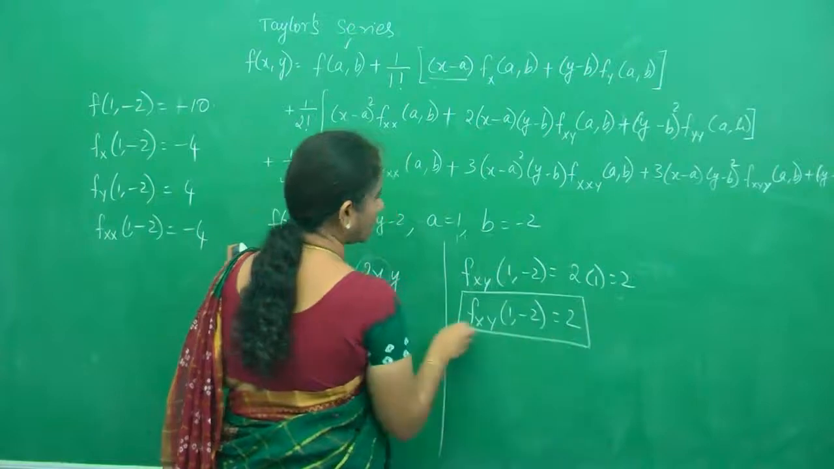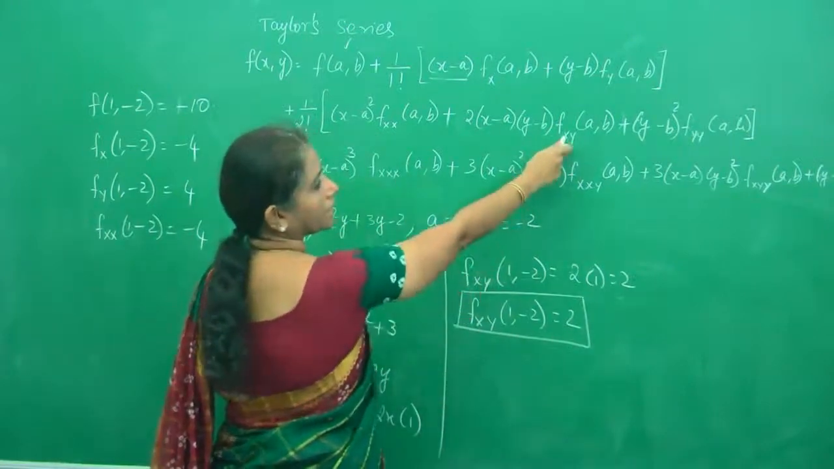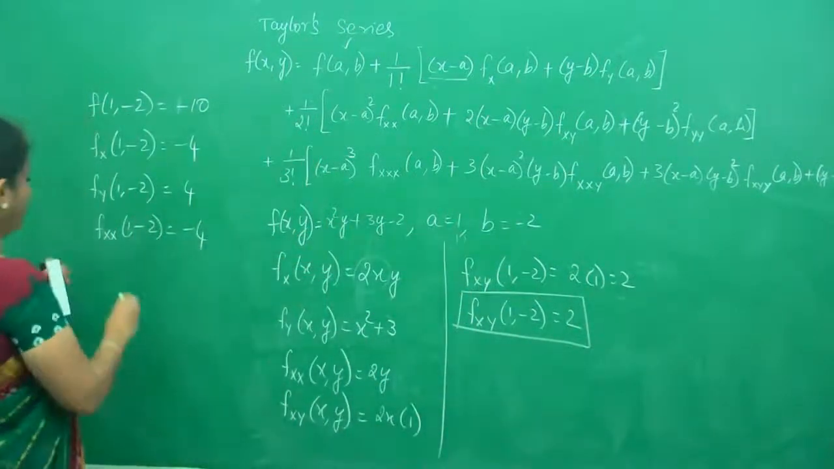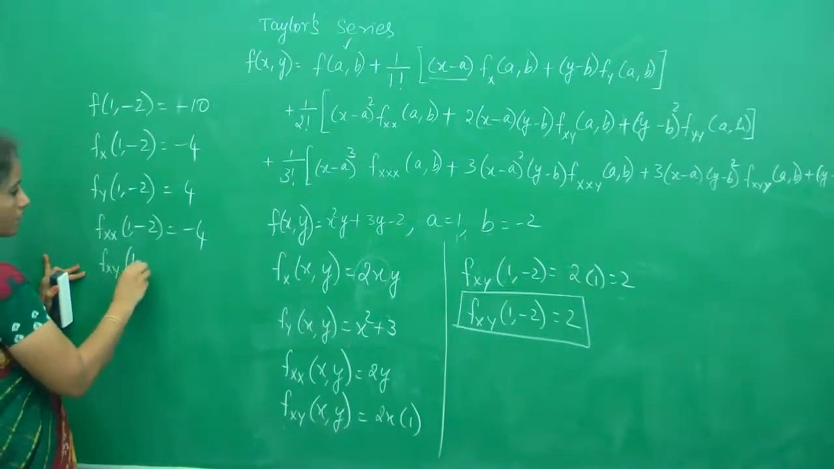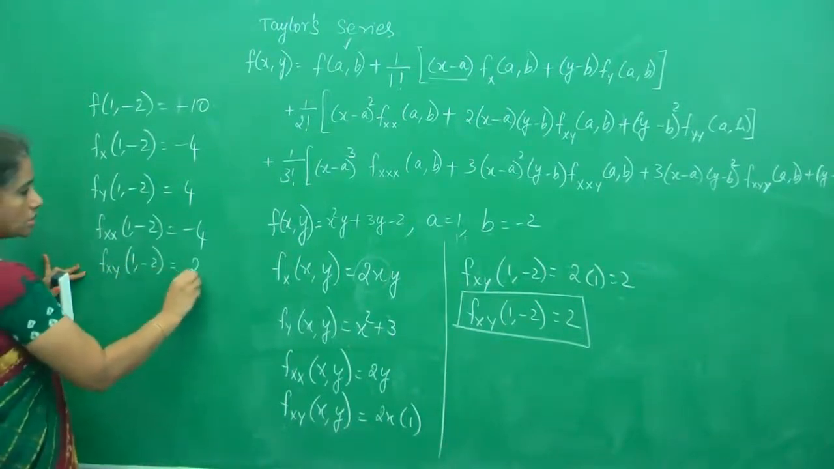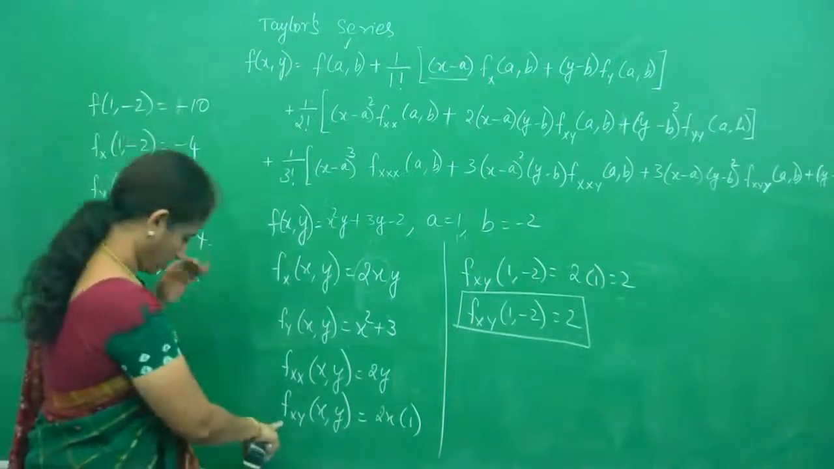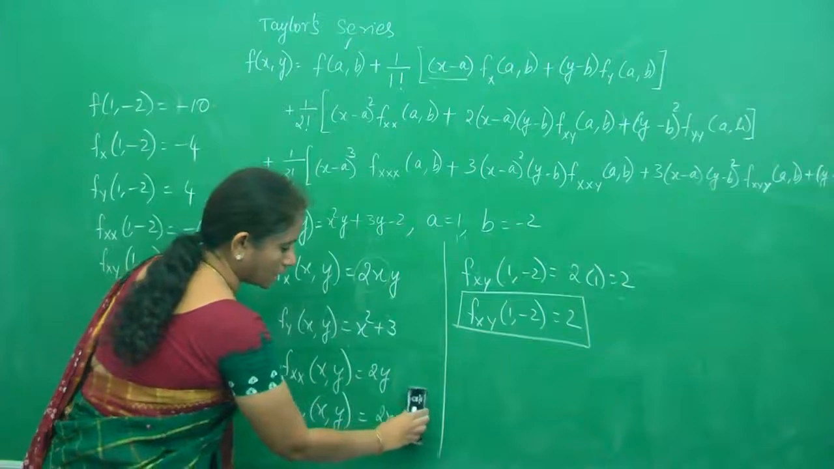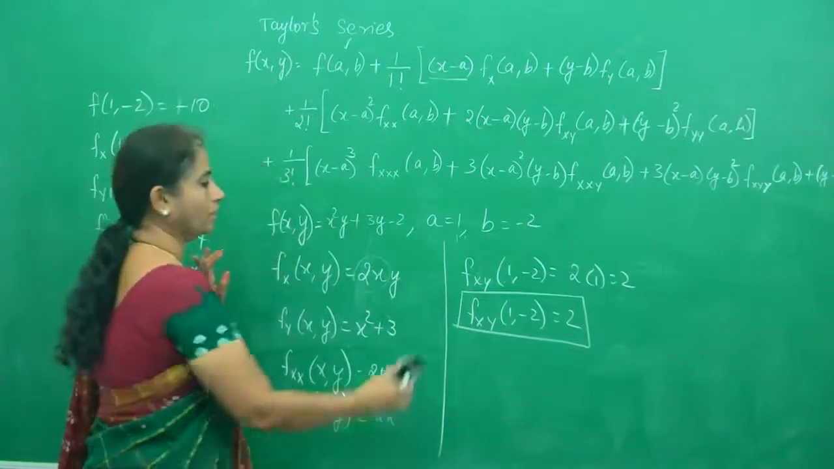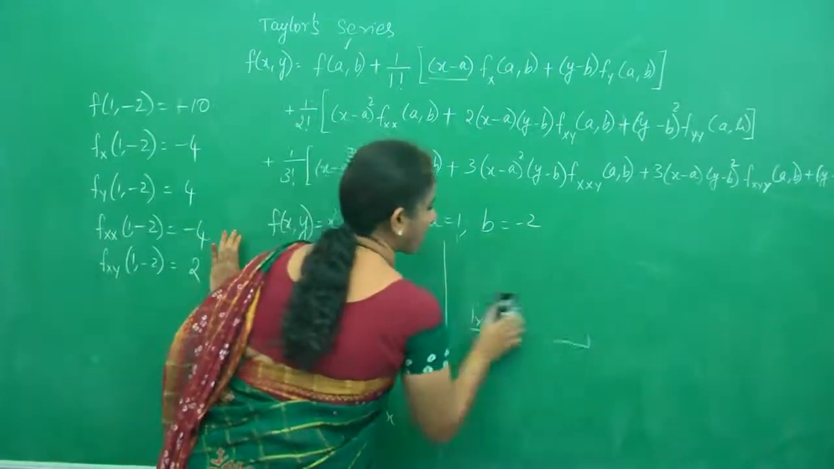Draw a rectangle and keep it ready. Where are we now? We are here. Okay. So fxy of 1 comma minus 2 is 2. Now we have fxy of xy is 2x into 1, which is the same as 2x only. So let me erase this part.